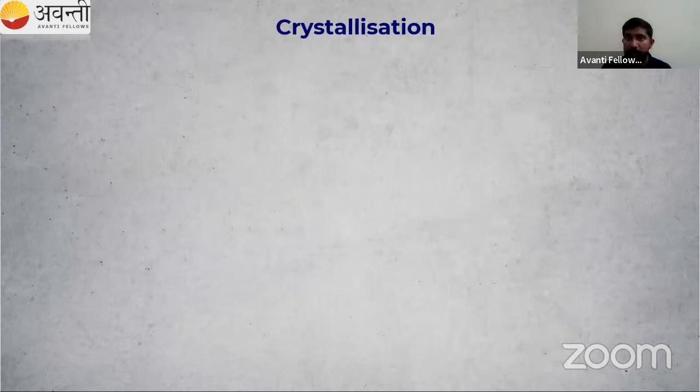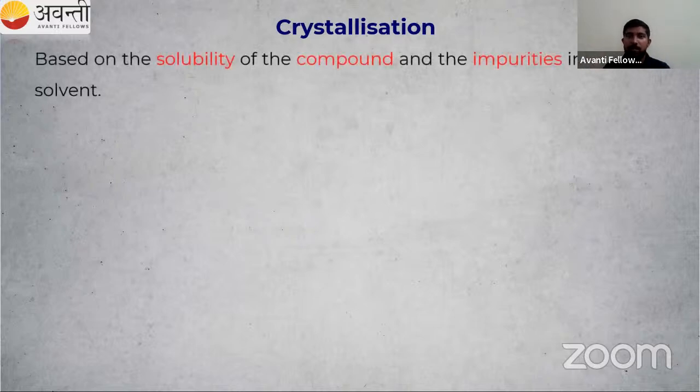Crystallization. This crystallization, in your degree classes, if you're joining BSc chemistry or BSc physics, you have to do chemistry practicals. Next year also, in 12th also, you have to do that. What is this crystallization? I did this crystallization during my degree, BSc chemistry, at that time. In MSc also we did some of the experiments. So when will we use crystallization? It is based on the solubility of the compound and the impurities in a suitable solvent.